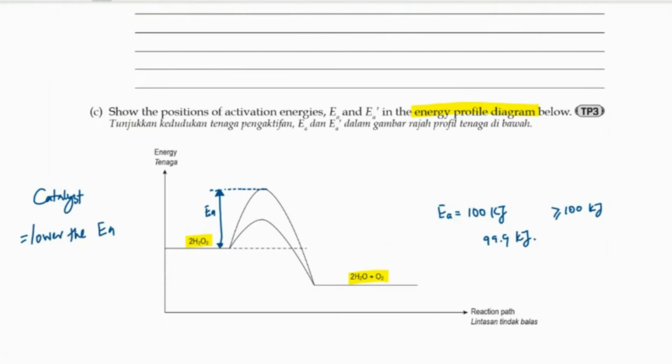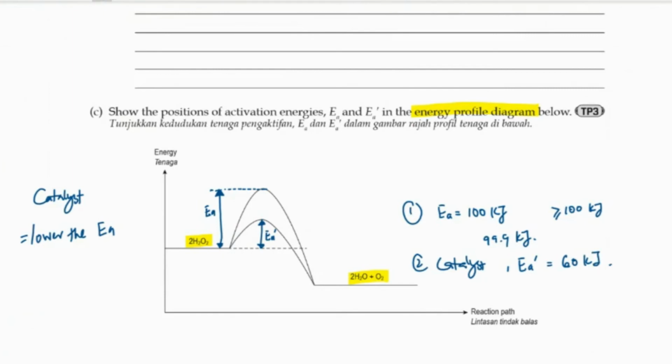Then, if we use the catalyst, the function is to lower the activation energy. In other words, it will make the activation energy lower, which is this one, the second one. We call it EA prime, meaning activation energy with catalyst. Let's say initially it needs 100, but with catalyst, now the EA only needs, let's say, 60 kilojoule per mole, which is much lower.